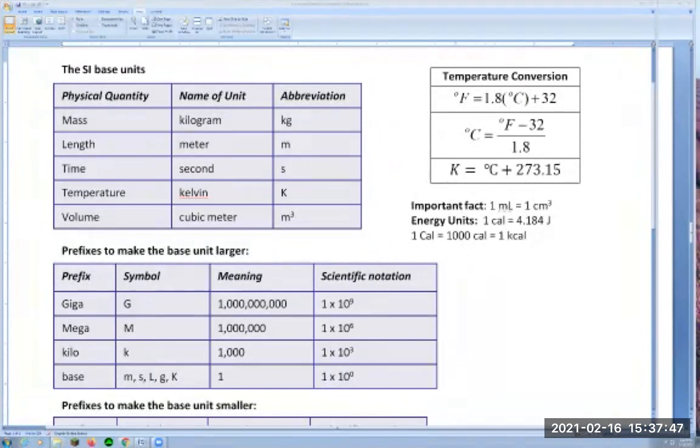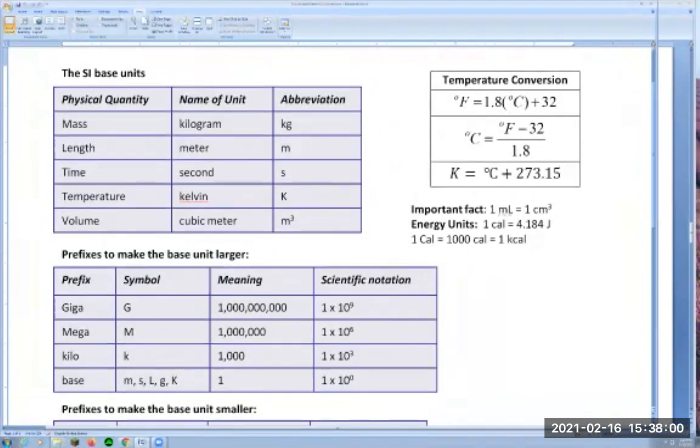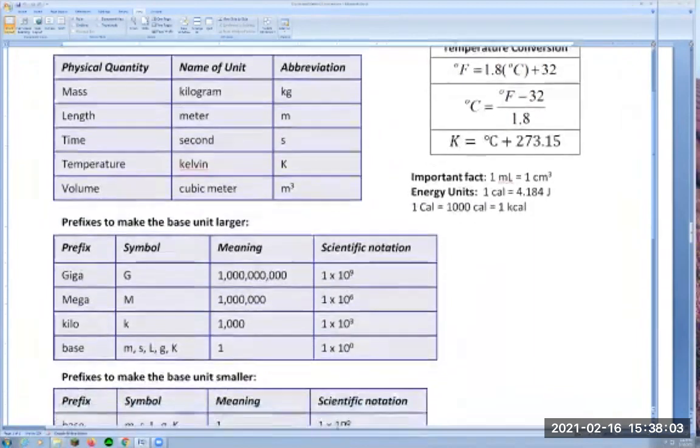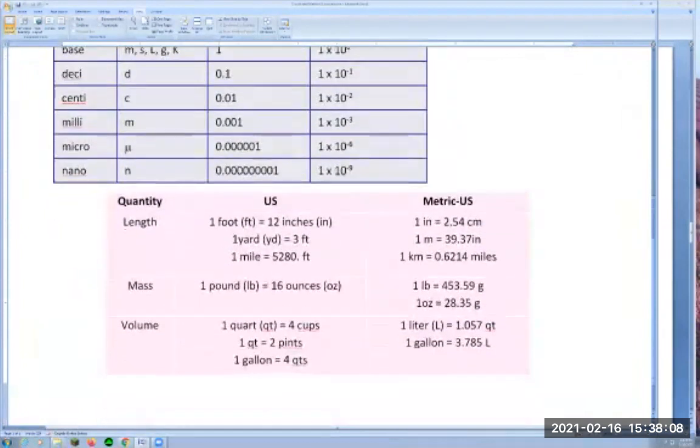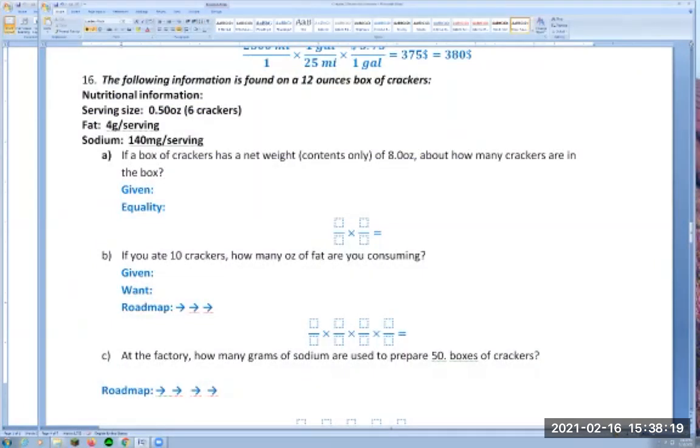So this is the chapter 2 review, and we'll continue from question 16 and on. I want to remind you that you need to open this document where you have the System International base units, temperature equations, prefixes for the metric system, and then the US to metric equivalencies at the bottom in the pink table. So have this open. We had done up to question 15, and so we'll start with question 16.